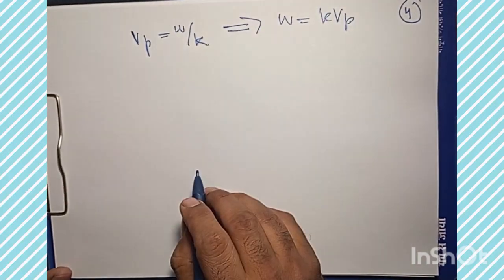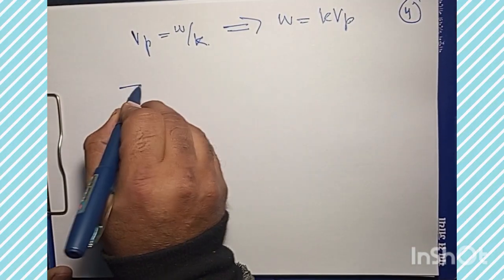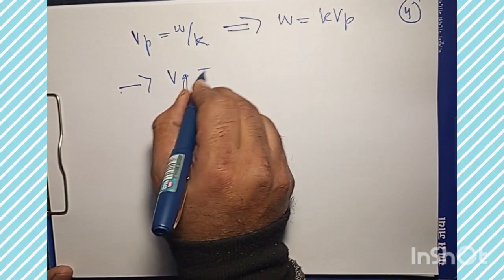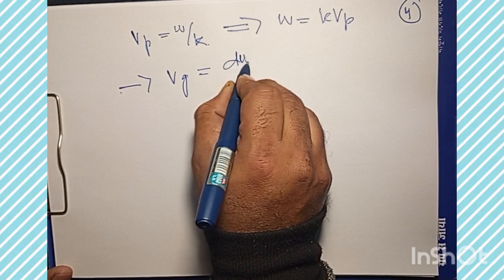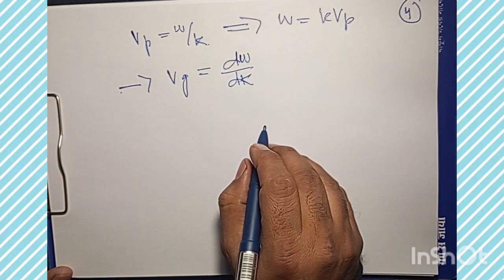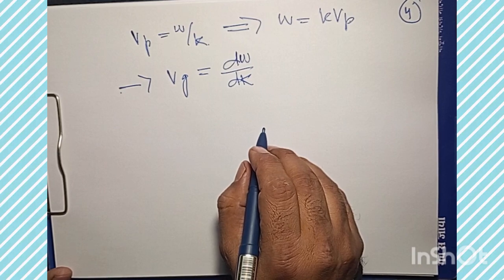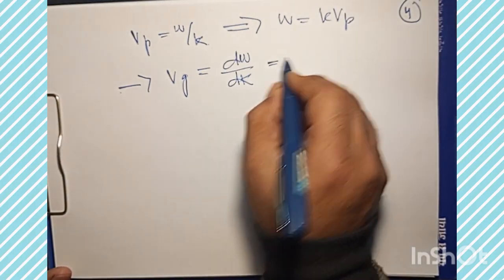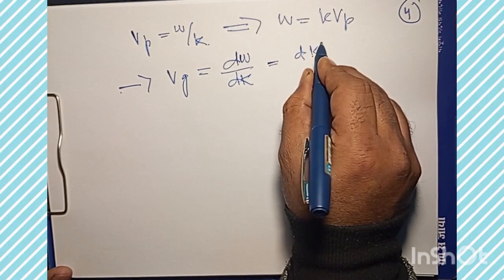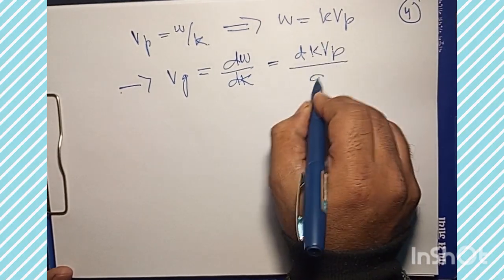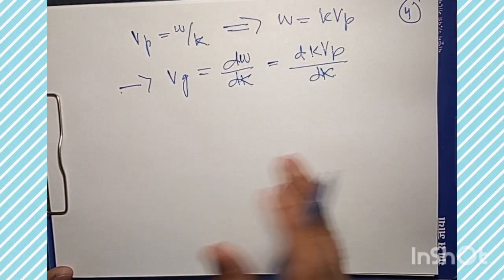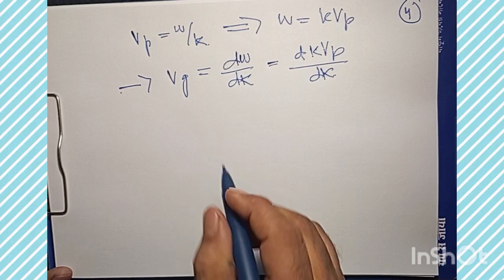It's k times phase velocity. Now what's our group velocity defined as? This is defined as the derivative of omega with respect to k for very small values of delta omega and delta k. So what I can do here is, instead of using omega, I will use k vp, divided by dk. My intention is basically to obtain a relation between the phase velocity and group velocity.